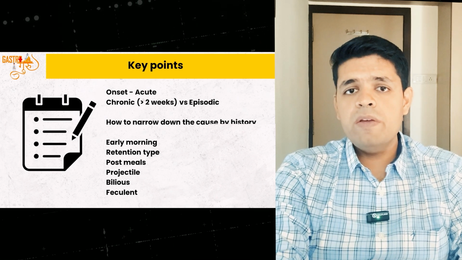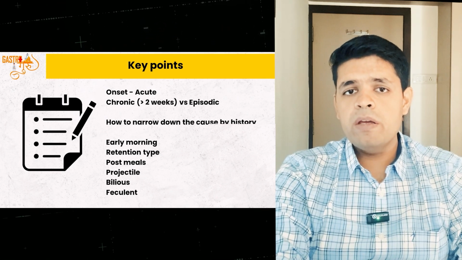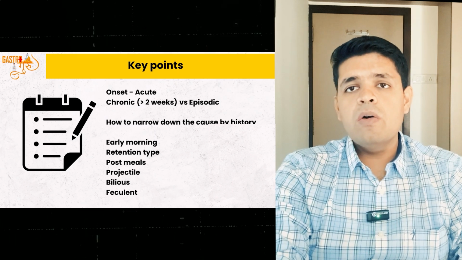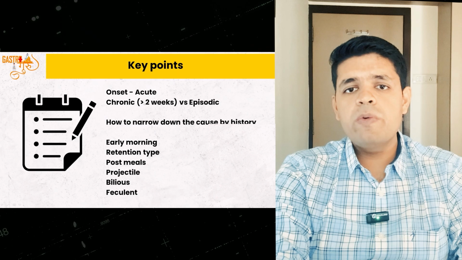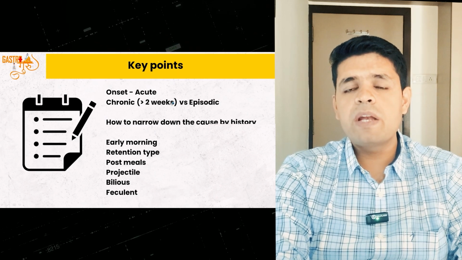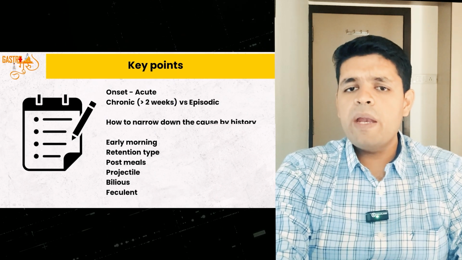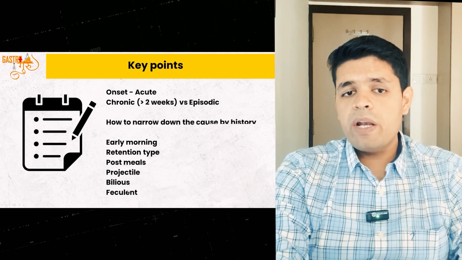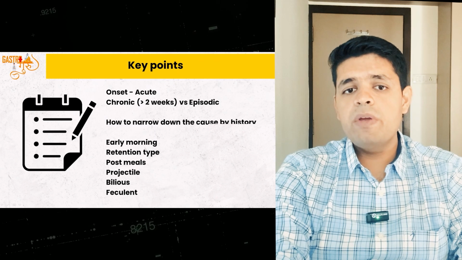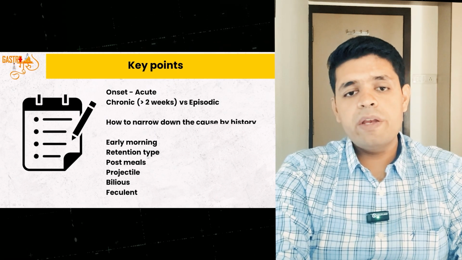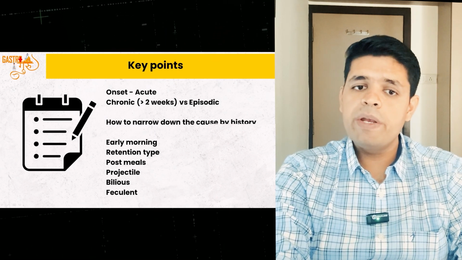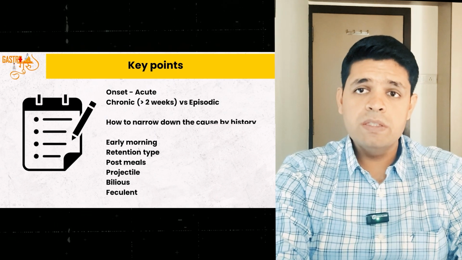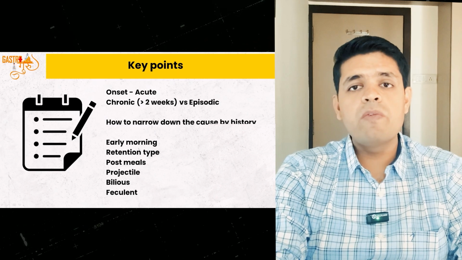The key points in history: we need to differentiate between acute and chronic, acute and episodic, chronic and episodic. So these are the 3 kinds of origin, duration, progression that we see. We need to be very sure by asking the patients the right questions, and by asking the history in detail, we can narrow down the causes. There are different types of vomiting, mainly 6 types. It can be early morning vomiting, retention type, immediate post meals vomiting, projectile vomiting, bilious vomiting, and feculent vomiting. We can differentiate the causes in a similar manner. Refer back to video number 1 and 2.